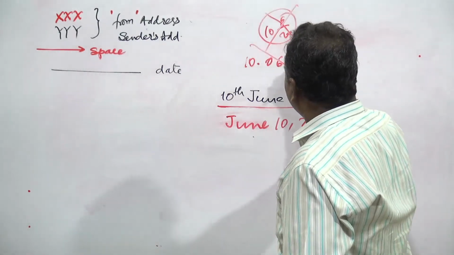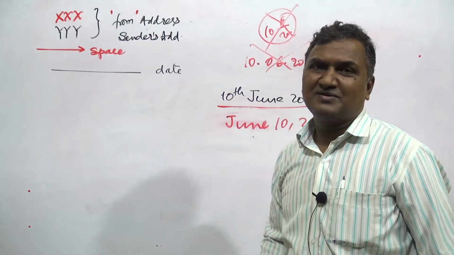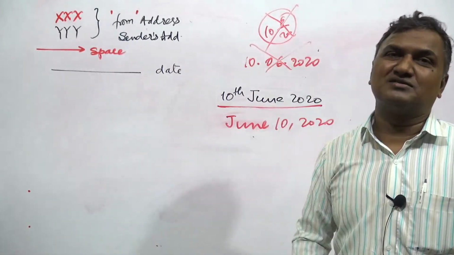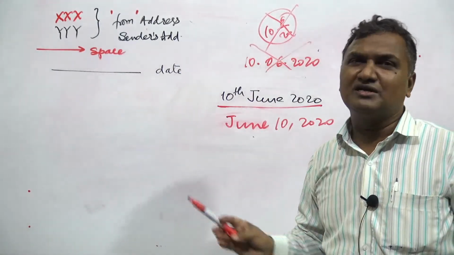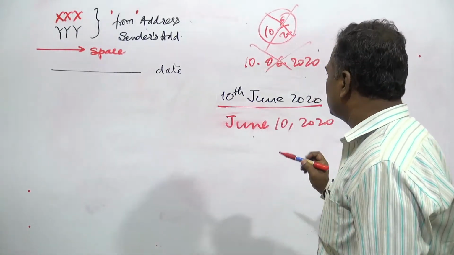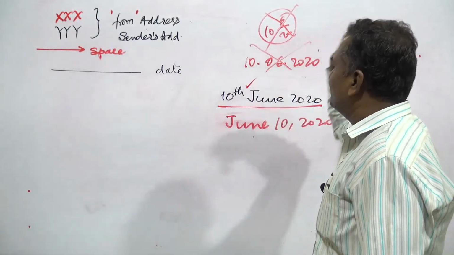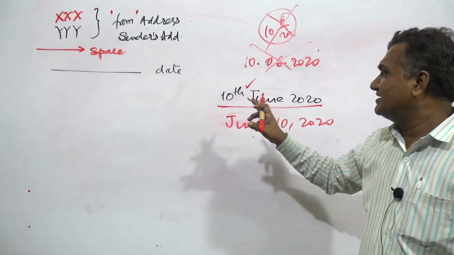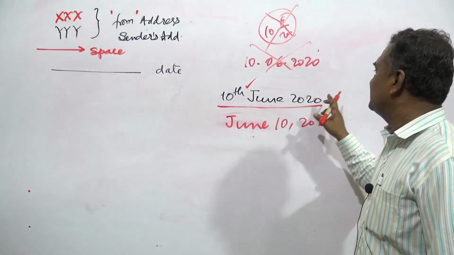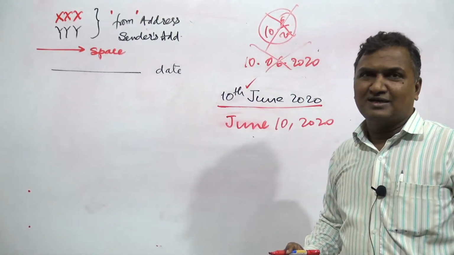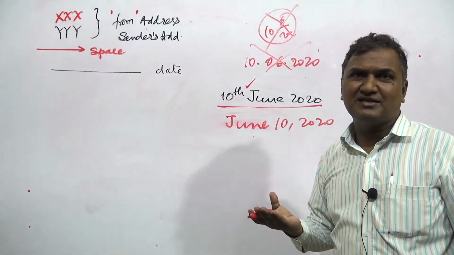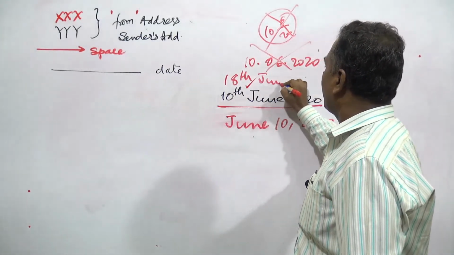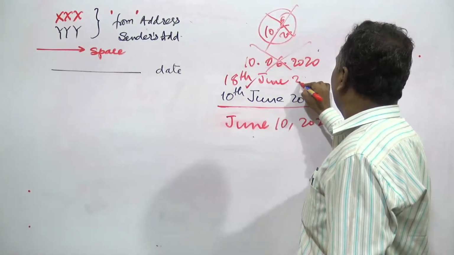But you know, these are not recommended. We should not write such kind of dates in the formal letters. Here we have to be very precise, very particular. So most preferably, we can go with this type of writing. What is it? 10th June 2020. And in our examination, the date is 18th. So you can write 18th June 2020.